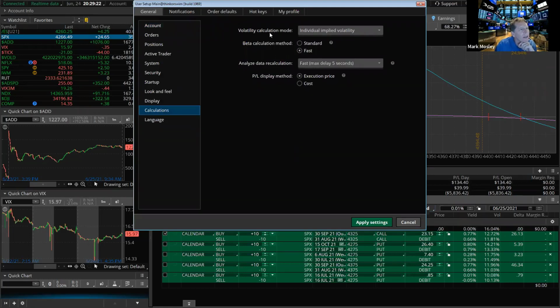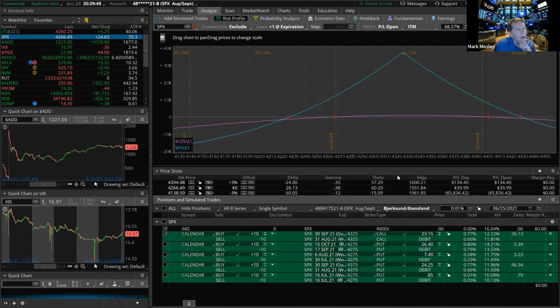Calculations, volatility calculation mode, individual implied volatility, beta calculation fast. I don't know. These are the settings I use, and it seems to work. So I'm not really going to get too into the woods on that. But for my purposes, it's worked great, really.